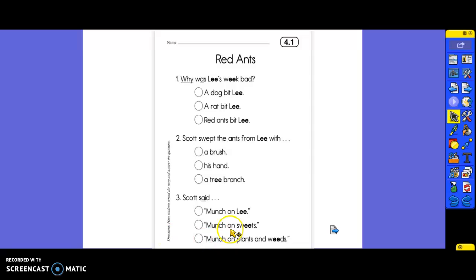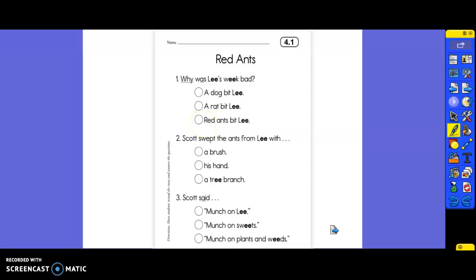Let's read number one together. Ooh, there's our tricky question word, why. Why was Lee's week bad? A dog bit Lee, a rat bit Lee, red ants bit Lee. Good, touch your choice. Very good thinking. If you chose red ants bit Lee, go ahead and give yourself a quiet clap on the back.